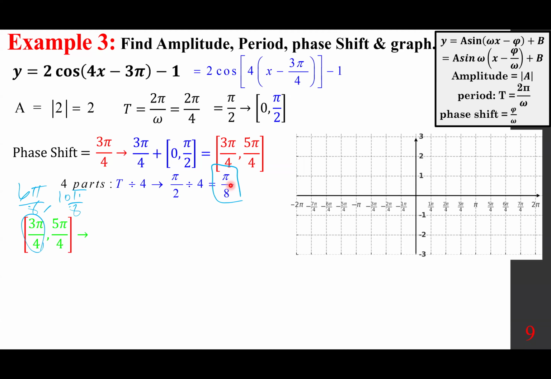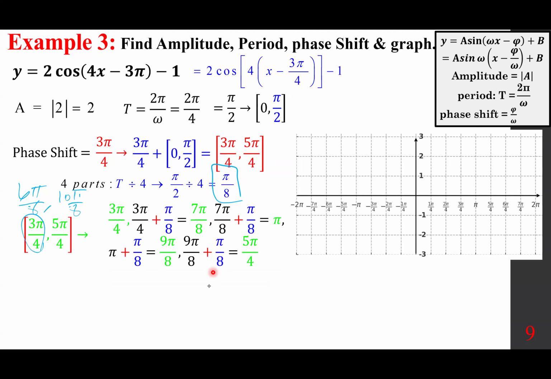And I'm writing it in this fashion because I want to work with pi over 8. So this one, I'm going to add pi over 8, I get 7 pi over 8. Then I add another pi over 8, I get 8 pi over 8 or pi. Then I add another one, 9 pi over 8. Then I add another pi over 8, 10 pi over 8 or 5 pi over 4. So these are the numbers I come up with.